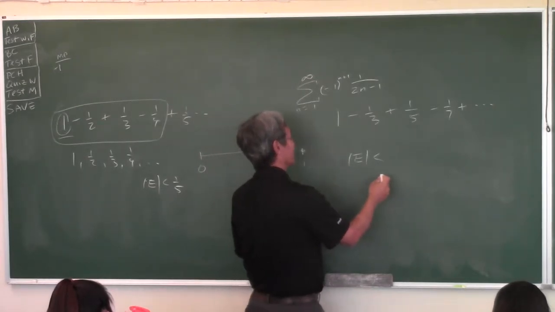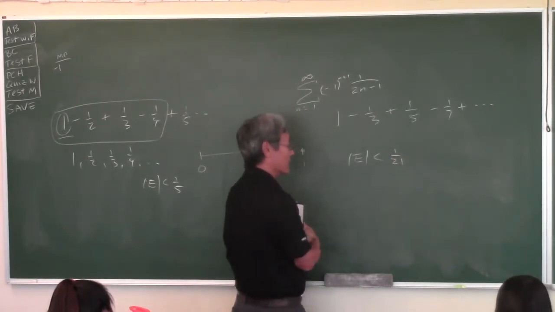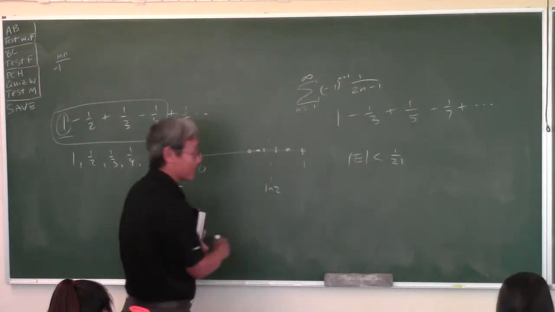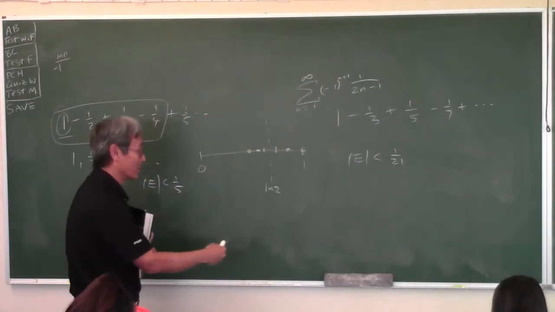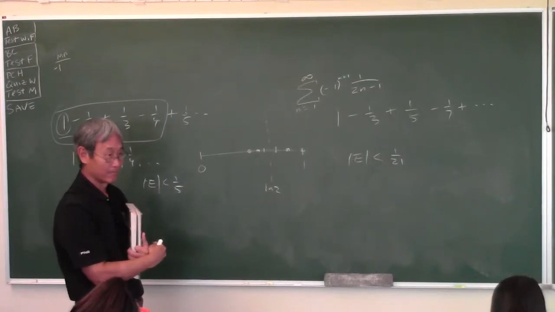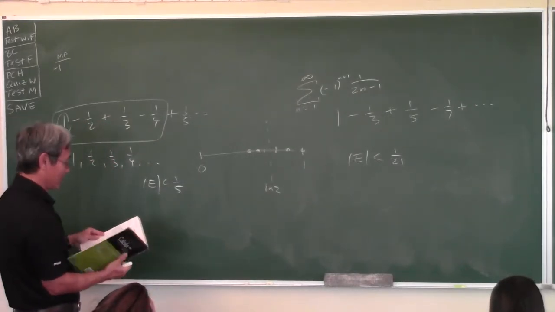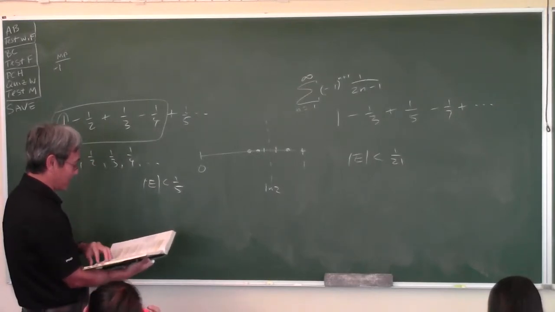19. Right. 21. Yeah, 21. There you go. So if you add the first 10 terms, you will be within that of the actual answer, which is the 11th term. Yes. That's the alternating series theorem. And the remainder, I mean, not the remainder, but the estimating theorem.